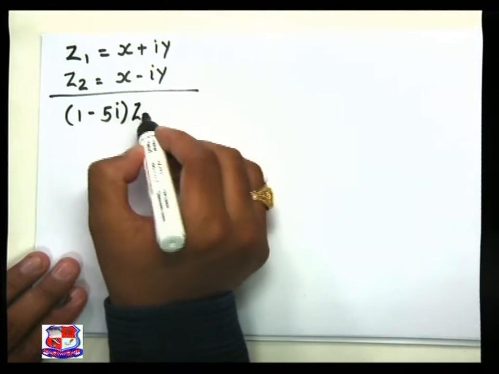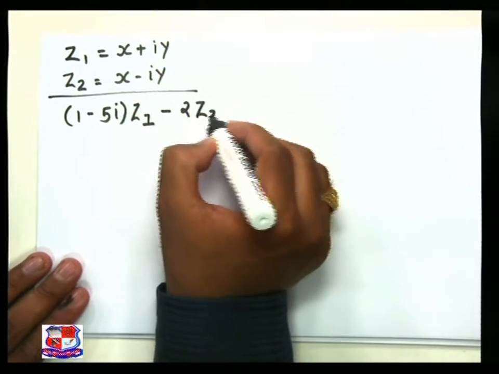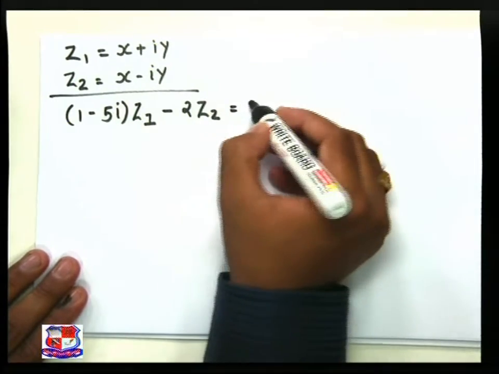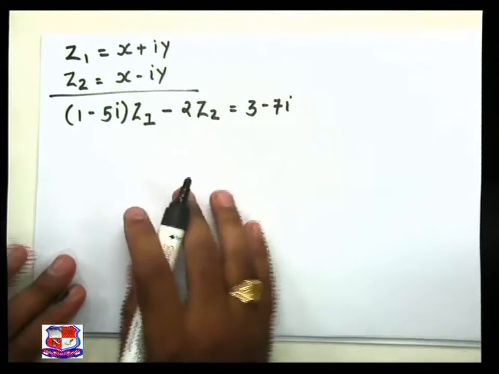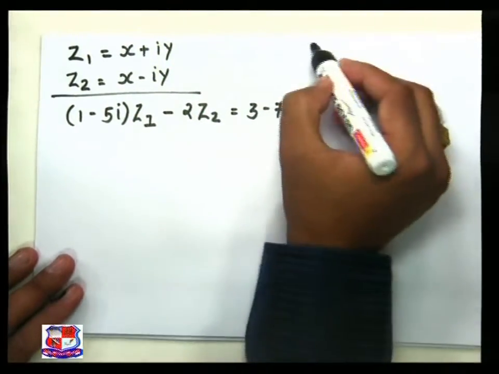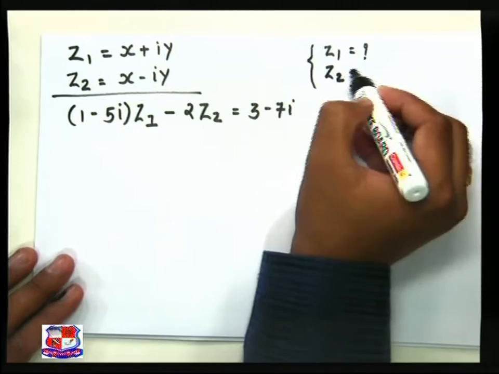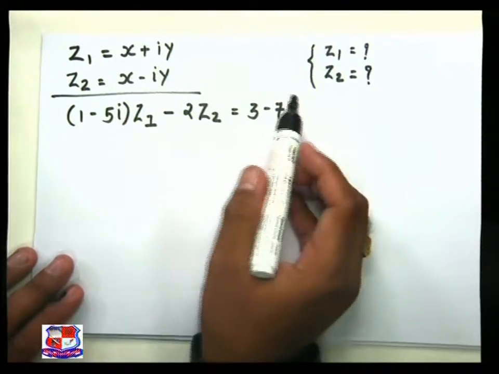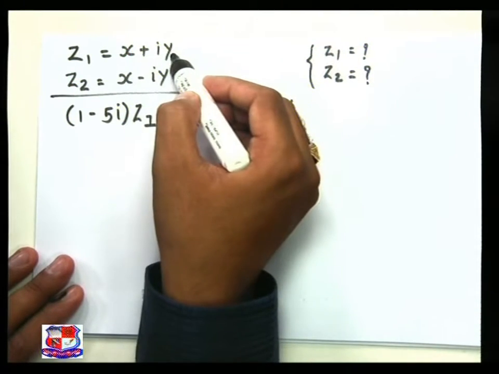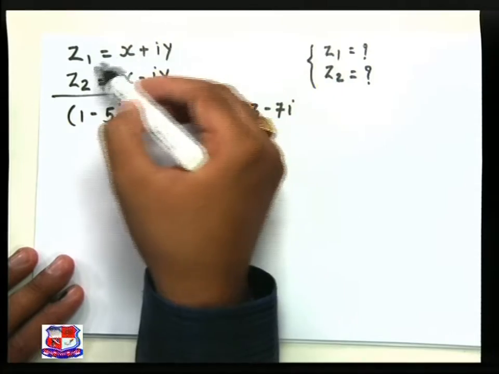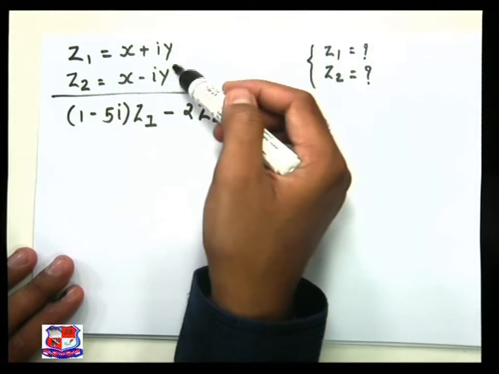Now just replace in our equation, that is (1 minus 5i) into z1 minus 2z2 is equal to 3 minus 7i. So we want to find out z1 and z2. How can we find out z1 and z2? First of all we can find x and y values and then replace them in the z1 and z2 equations. So ultimately our goal is to find out the x and y values.